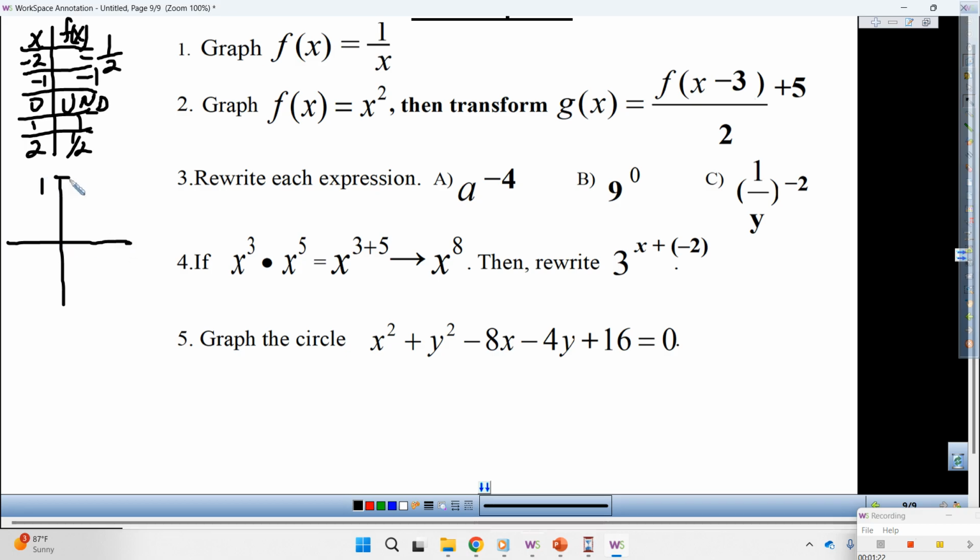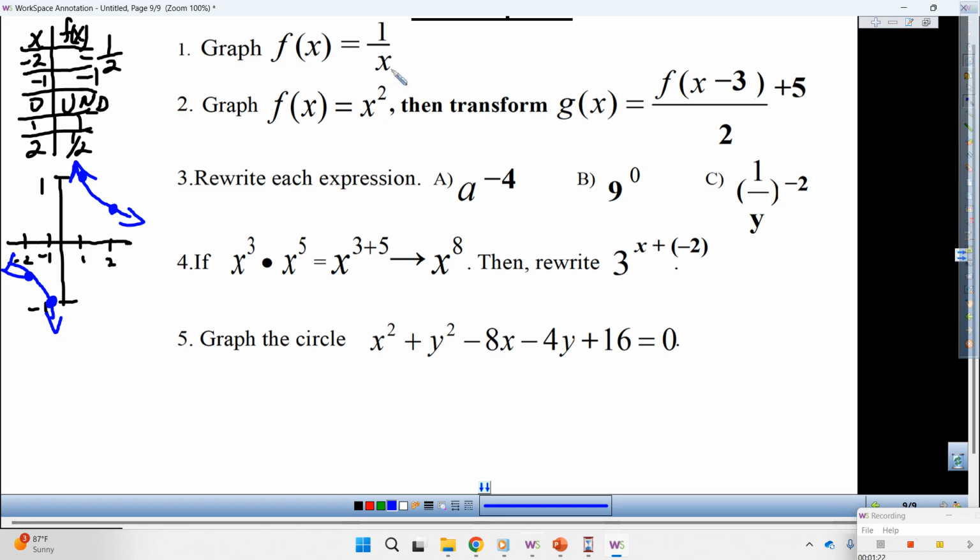this is 1, -1, -1, -2, 1, 2. Should be at -1, 1/2, -1, -1, 1, 1, 2, 1/2. Hands have got something like that. Okay, good. Let's go to number 2.